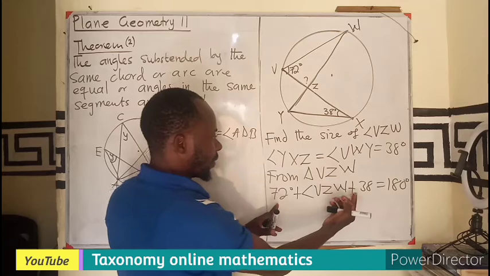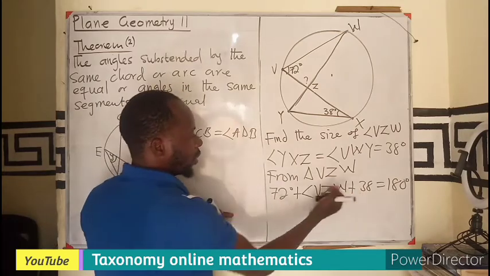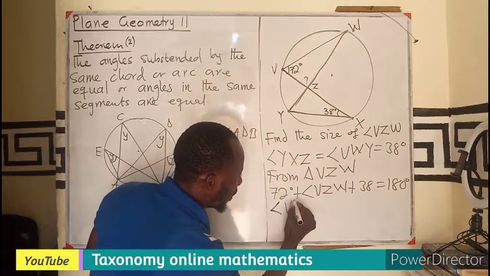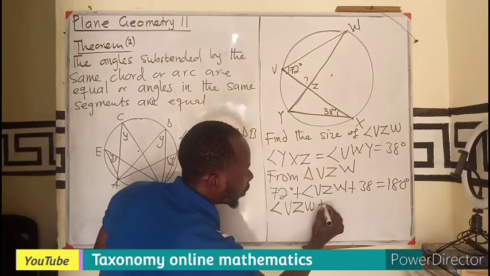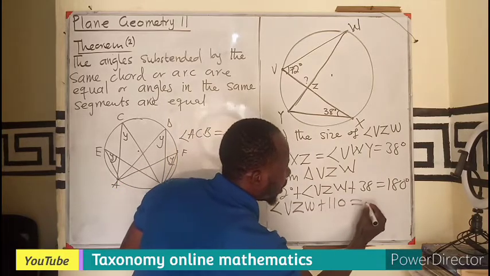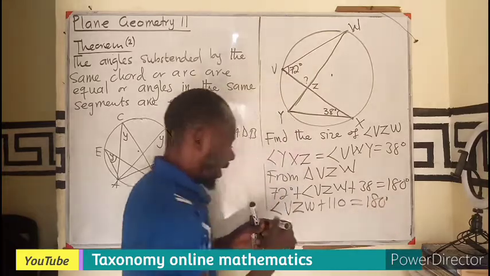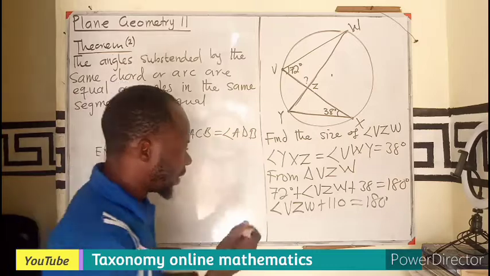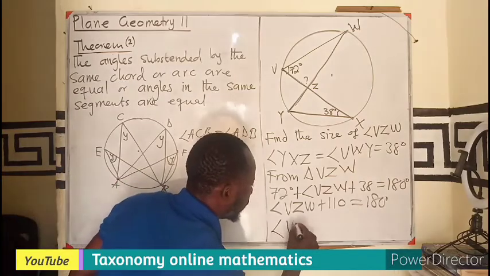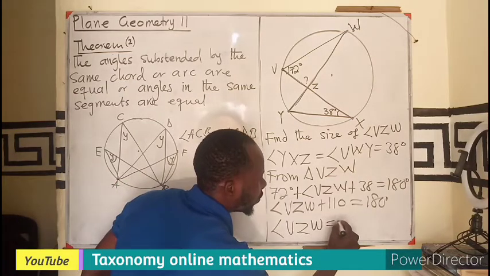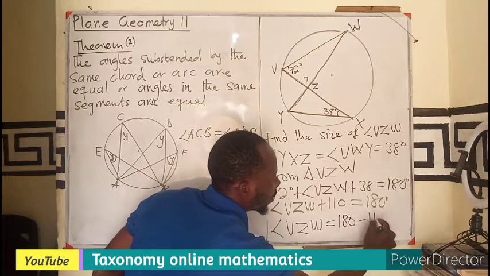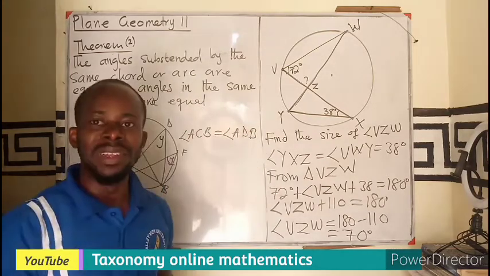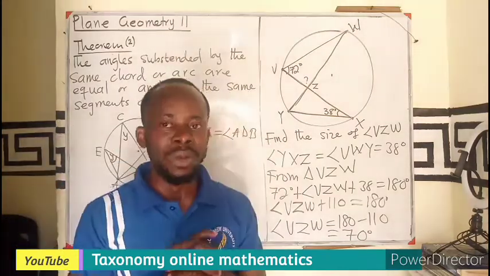So in this case, this is going to be 110. So angle VZW plus 110 equals 180 degrees. So what do we do? Fast forward, we subtract. So your angle VZW is 180 minus 110, and that will give us 70 degrees.